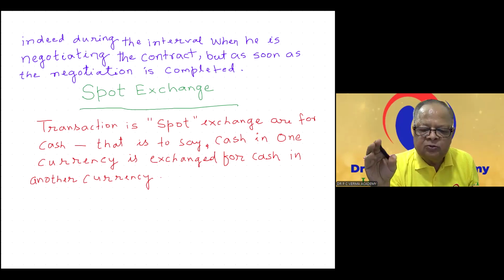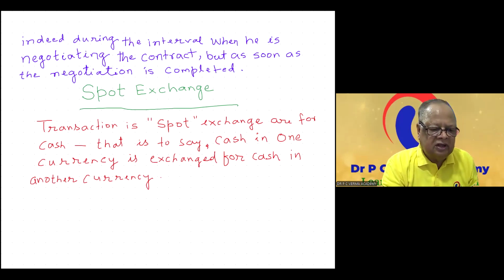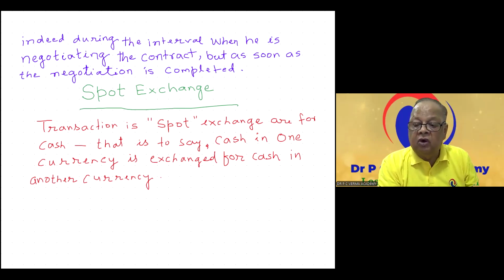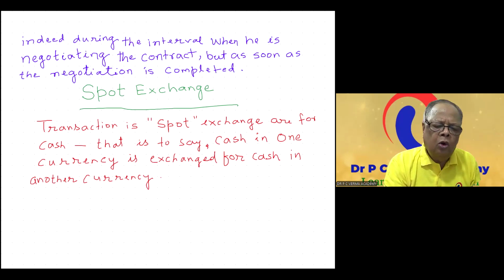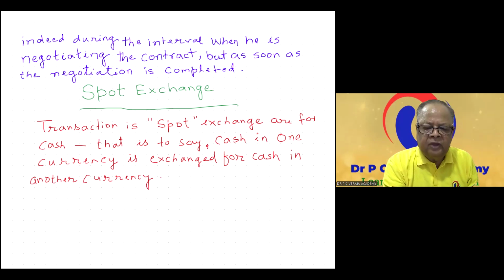So transactions in a spot exchange are for cash. That is to say, cash in one currency is exchanged for cash in another currency. As the dollar is acceptable in every country of the world, we always keep a stock of foreign currency in dollars. So wherever we go to buy any spot exchange, we will give dollars directly in exchange for that currency. If the rupee is accepted, then our rupee is considered to be an international standard.